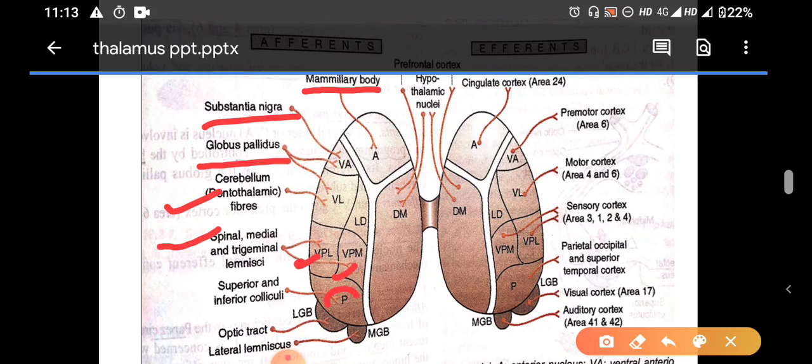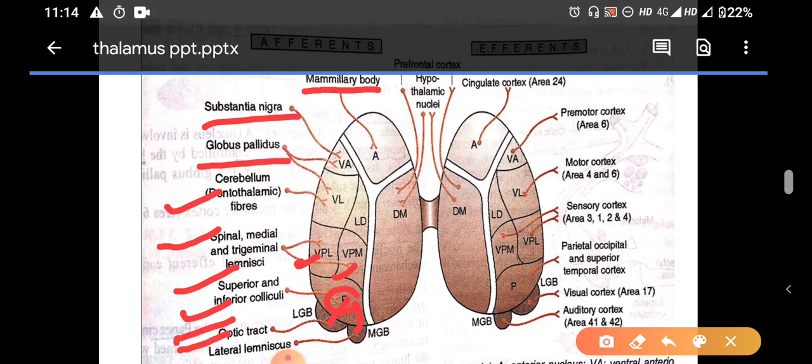This is the pulvinar nucleus. From the superior and the inferior colliculi, the fibers will come to the pulvinar nucleus. For lateral geniculate body, the optic tract will carry the fibers, and for medial geniculate body, the lateral lemniscus will carry the fibers to medial geniculate body. From here also the fibers will go to the pulvinar nucleus.